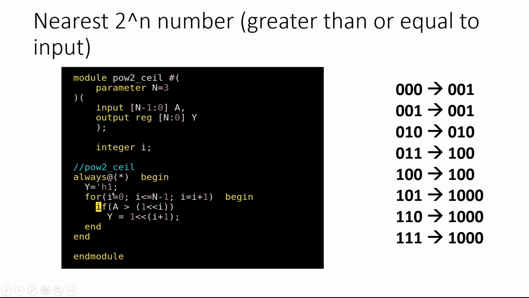In case A is equal to 0 or 1, none of the conditions will be met. So y will get its default value, that is equal to 1. So for 0 and 1, output y will be equal to 1. This value it will get from the default value of y. Friends, this was all about the Verilog or SystemVerilog code.